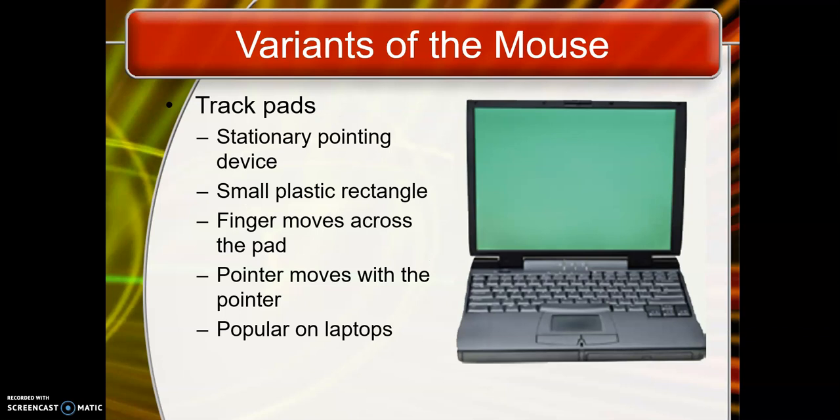So this is quite feasible for the situation. Another variant of the mouse is the trackpad. The best example nowadays is the laptop device. In this empty space, you can see this small plastic rectangle. This is a trackpad, and you slide your finger over here and you can move the pointer very easily. So this is a stationary pointing device. A small plastic rectangle is installed over here. You can move your finger across the pad and the pointer moves according to the finger direction.